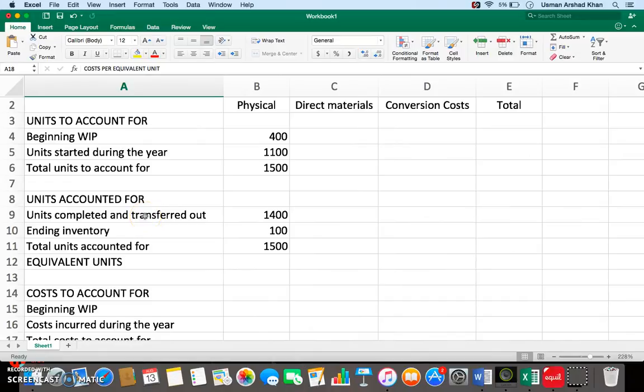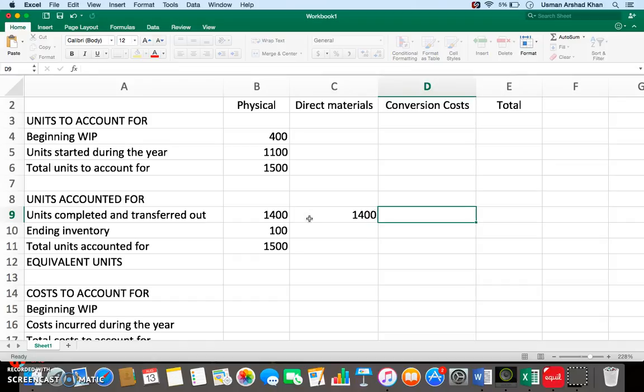When it comes to units completed and transferred out, we're not going to be using the percentages. Those are only for ending inventory, because units that you have completed are not work in process anymore, right? So if you have 1400 units, that means it's 1400 complete for direct materials as well as conversion costs. You just copy the figure over here because that means it's been completed totally.